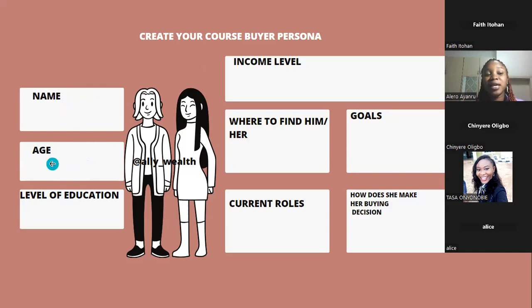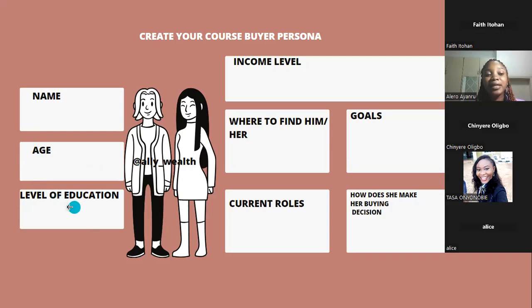So maybe you can say 18 to 35 or 18 to 50, but you definitely know your age range. Why? Because there is a lingo that is acceptable among different age ranges. You cannot be using Gen Z slang and you want to be talking to grandmas. They will not understand what you're saying. But if you're marketing to Gen Z, there are Gen Z slangs that you can use and they know that you understand them and they know that it is them you're talking to.